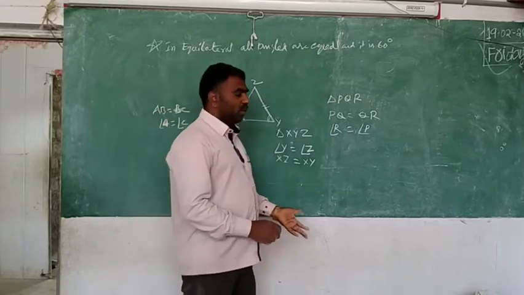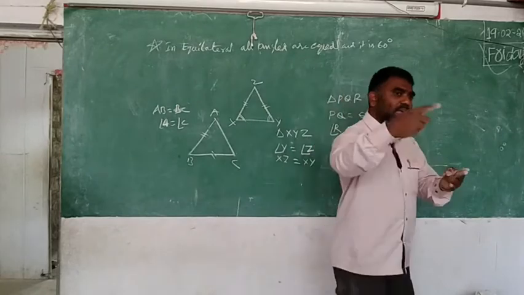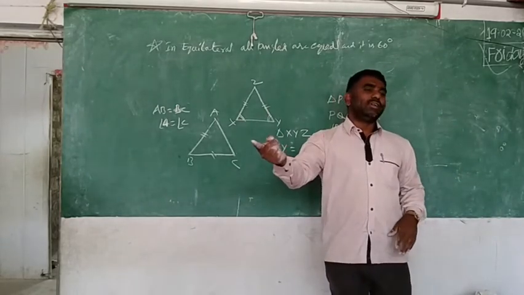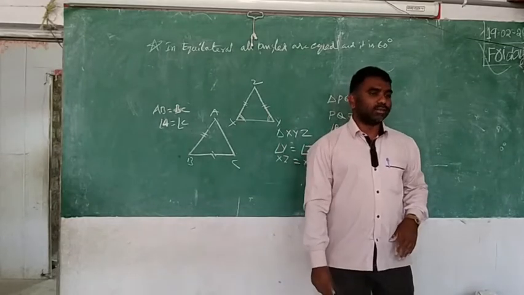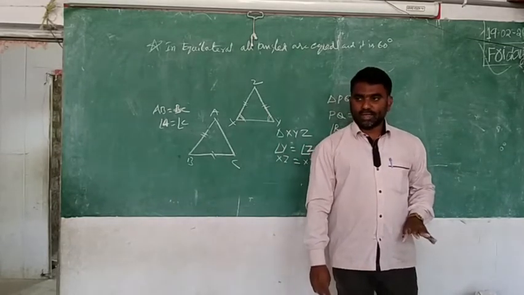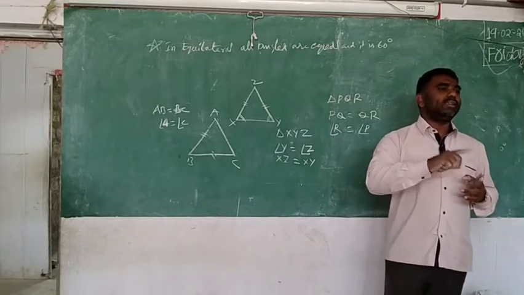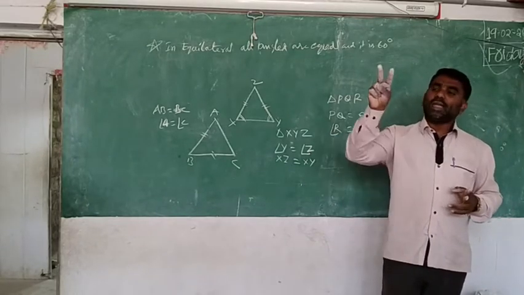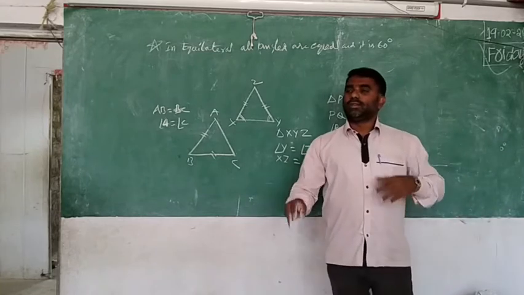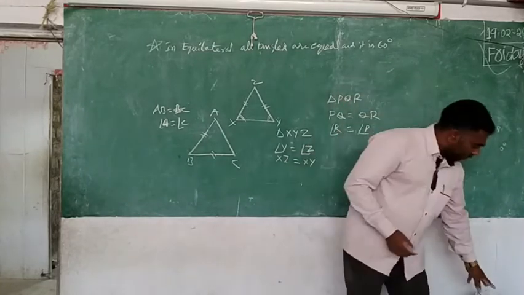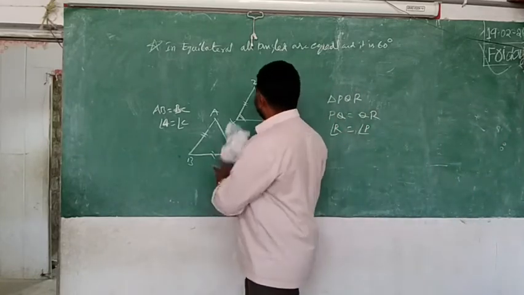Okay. So what you understand: if two sides are equal then two angles are equal. If two angles are equal then two sides are equal. You understand clearly? In a triangle, if you find two sides are equal, two angles are also equal. If two angles are equal, then you can say two sides are equal. So we are writing that as a property.